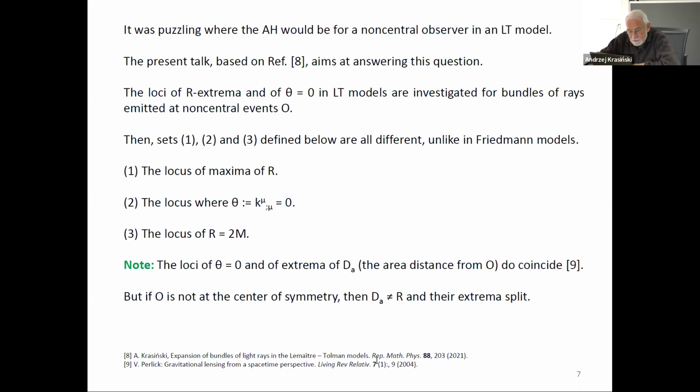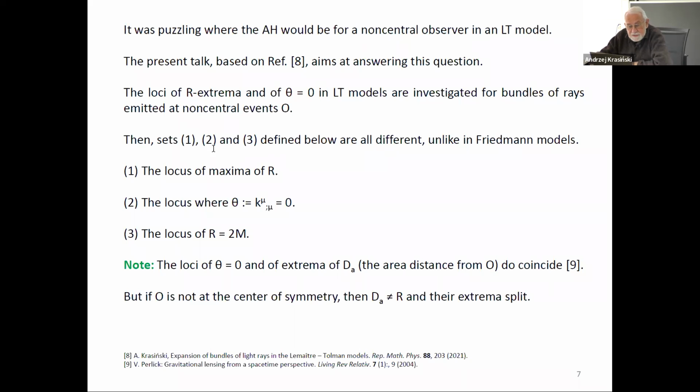It's published in Reports on Mathematical Physics. And in this talk, I will present the contents of that paper. Here I will show where are the extrema of the radii of the light cones and the loci of the zero expansion of light bundles for such rays that were emitted at non-central events.